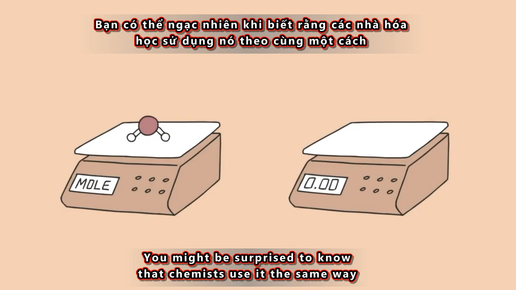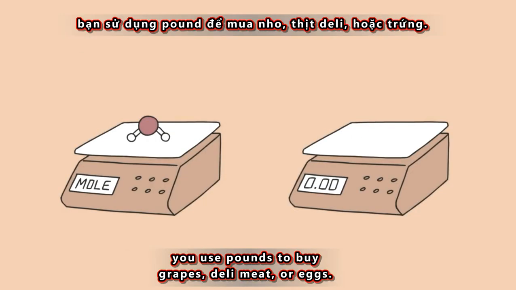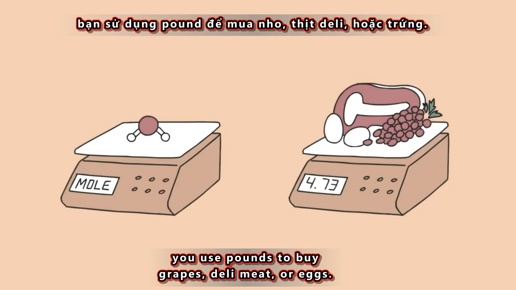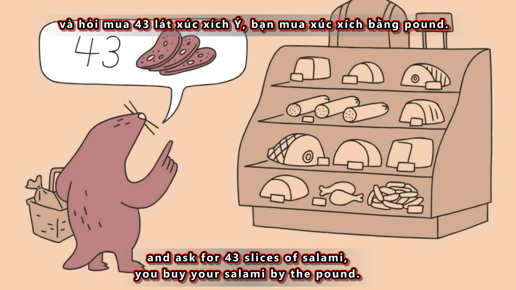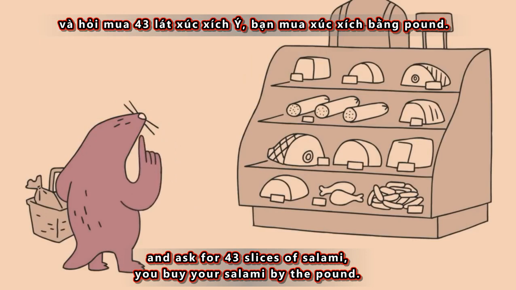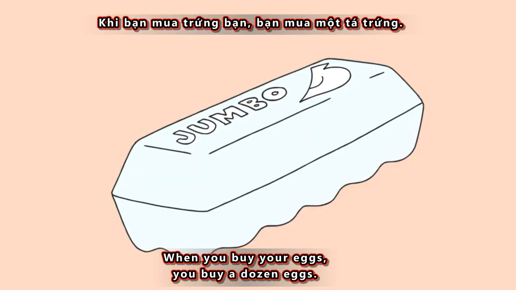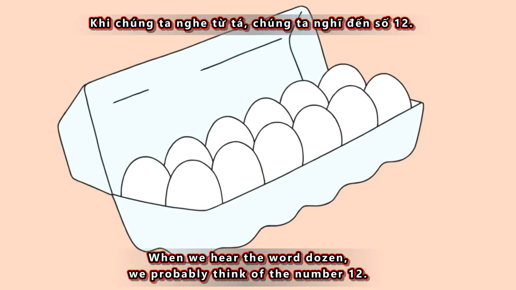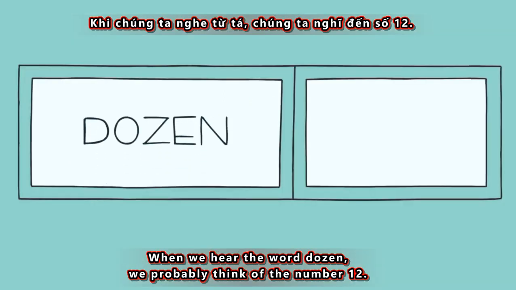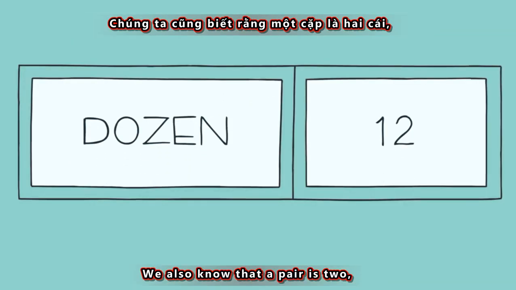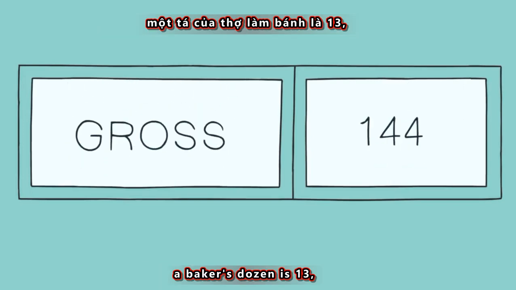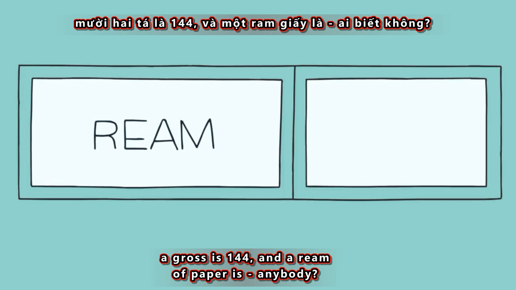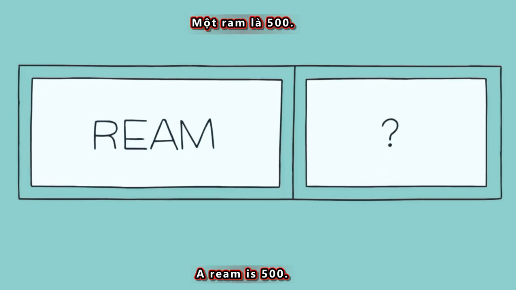You might be surprised to know that chemists use it the same way you use pounds to buy grapes, deli meat, or eggs. When you go to the grocery store, you don't go to the deli counter and ask for 43 slices of salami. You buy your salami by the pound. When you buy your eggs, you buy a dozen eggs. When we hear the word dozen, we probably think of the number 12. We also know that a pair is 2, a baker's dozen is 13, a gross is 144, and a ream of paper is... anybody? A ream is 500.